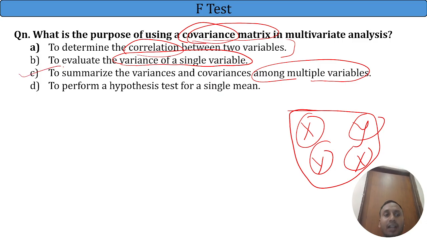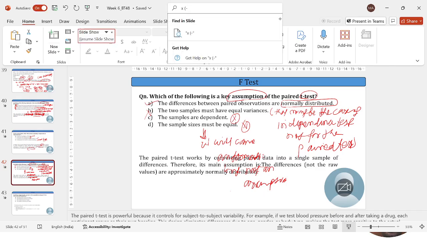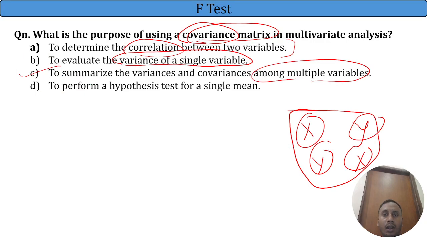So the third will be the answer. To evaluate the variance of a single variable is a calculating process, not the matrix. A matrix is a combination of variance, covariance, and correlation. To perform a hypothesis test, that can't be the matrix. So this can't be the answer.